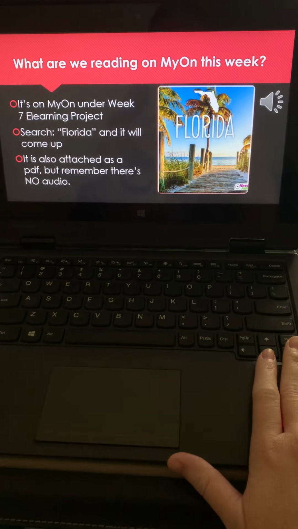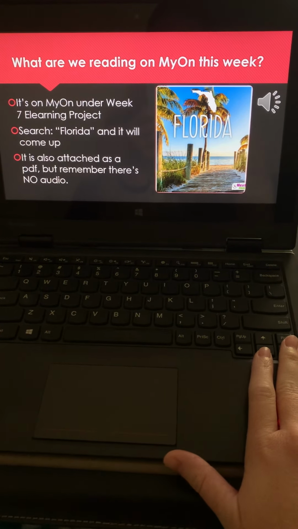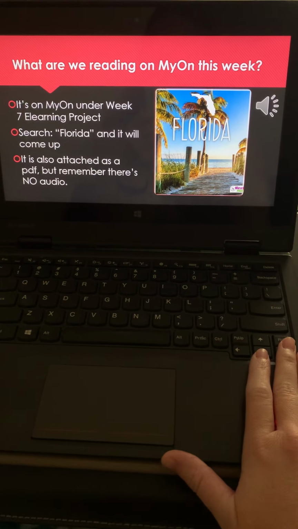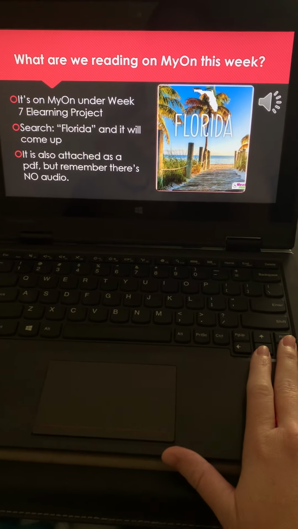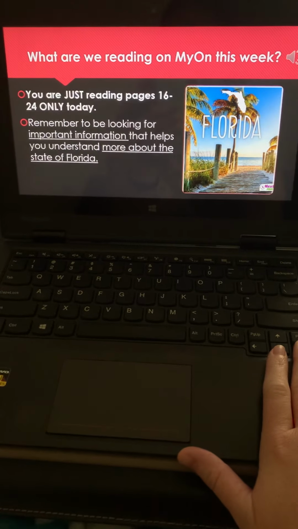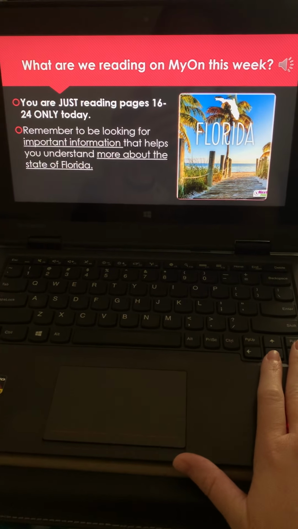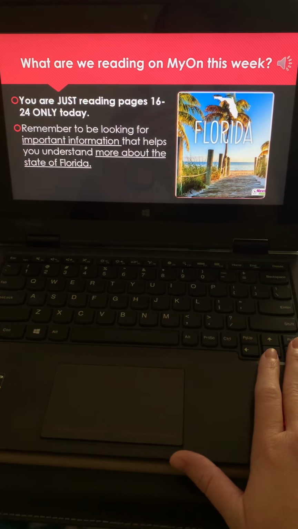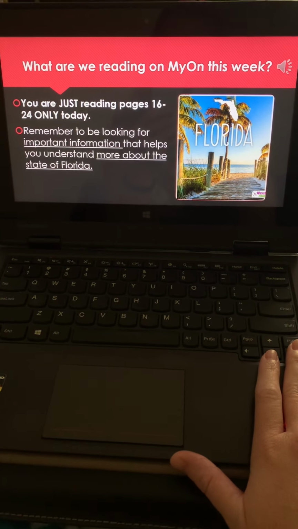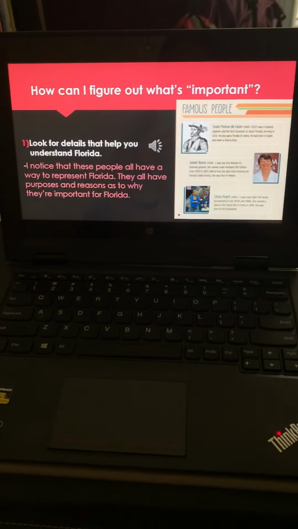Same thing, we're still working on Florida in that week 7 e-learning project. You can also search it on Myon or you can download the PDF, but remember there's no audio. So today we're working on pages 16 to 24 only, and remember we're looking for important information. So how can I figure out what's important?